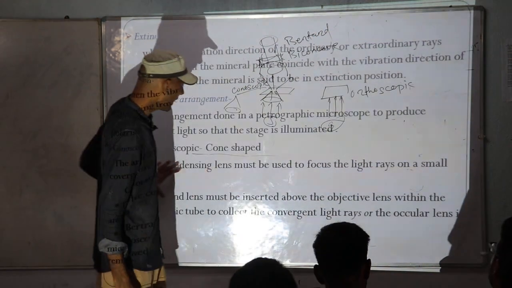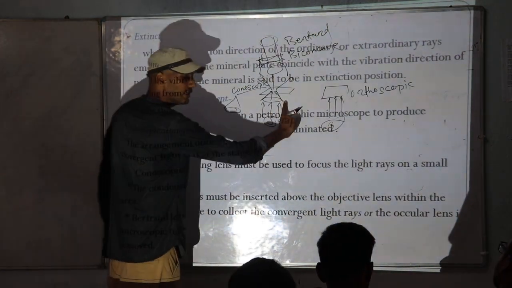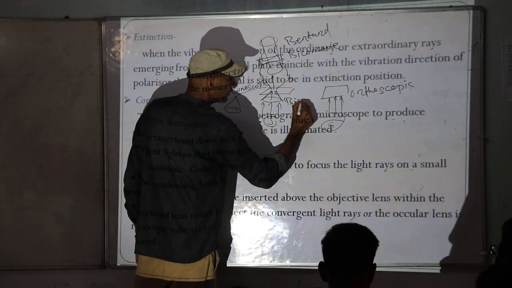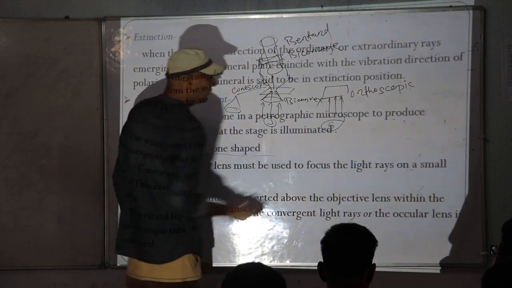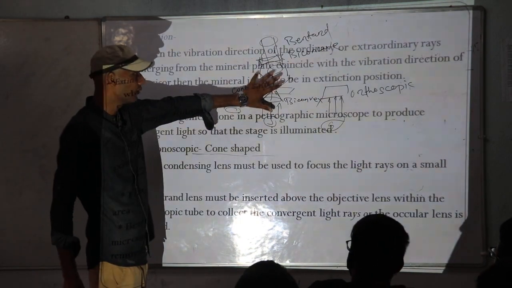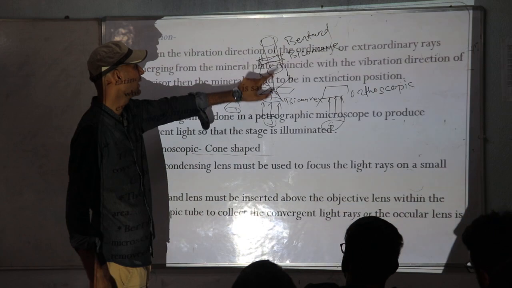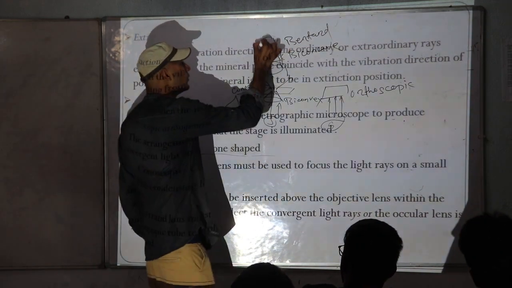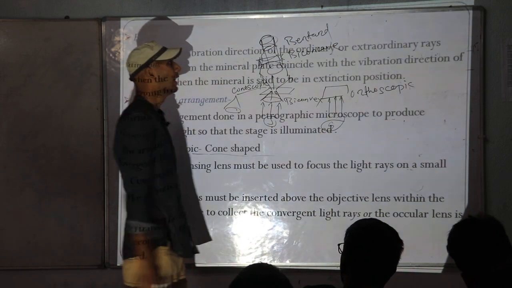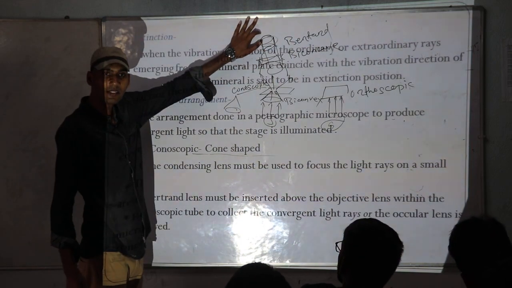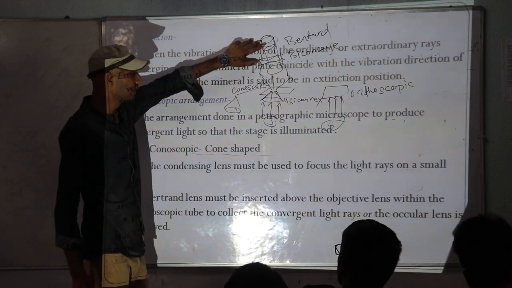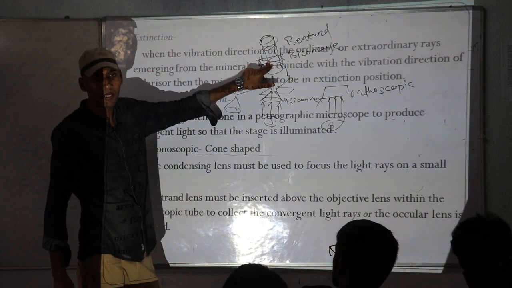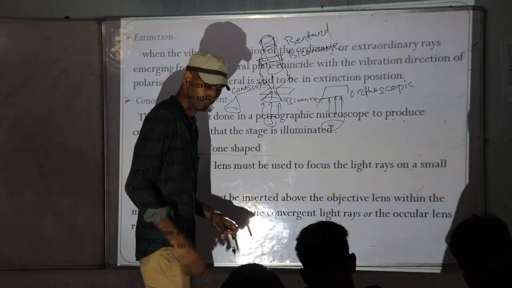So this conoscopic arrangement is produced by using this condensing lens or biconvex lens. Then we can collect the emerging rays which are moving out of the field of view. We can collect them by using the biconcave or Bertrand lens, or we can remove this ocular, we can remove this eye lens, either or, not both, right? Either we can remove the ocular or we can use the biconcave lens. Okay.